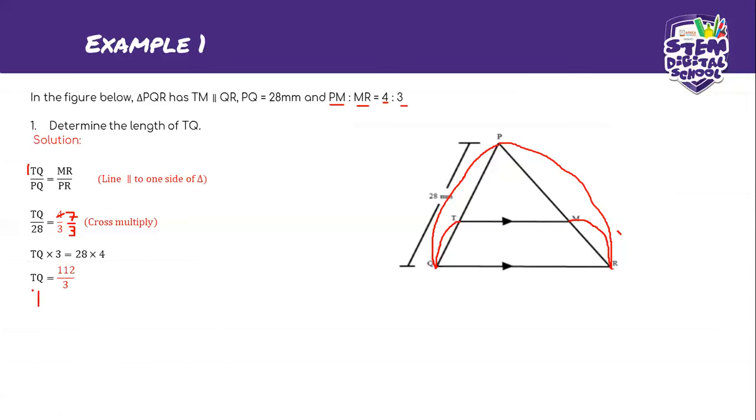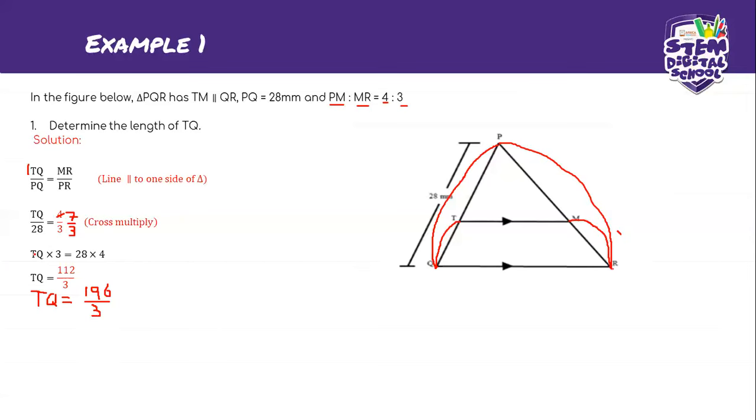TQ, TQ is equals to what? If you multiply 28 times 7, it will give you 196 divided by 3. Then the answer that you're going to get there is 196 divided by 3. Right?